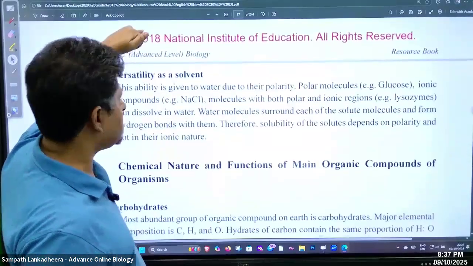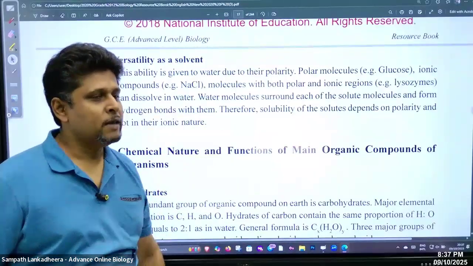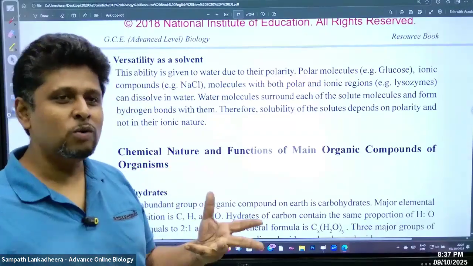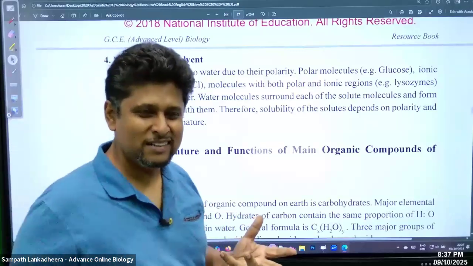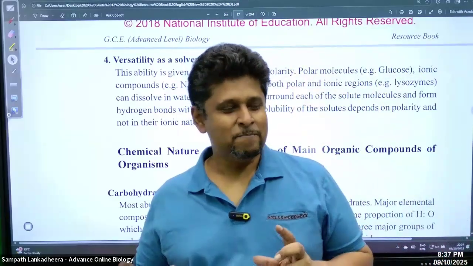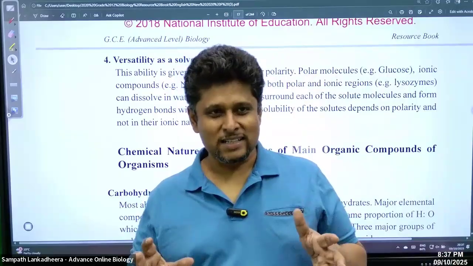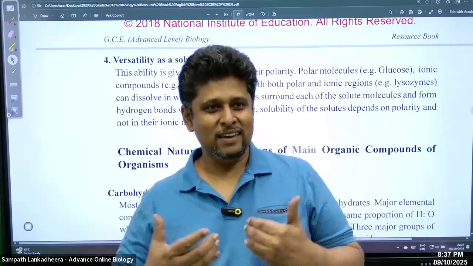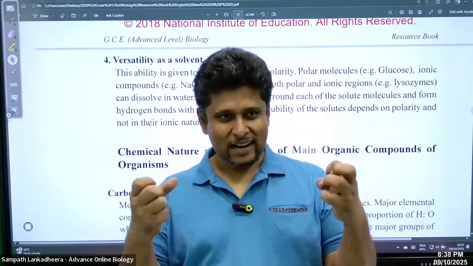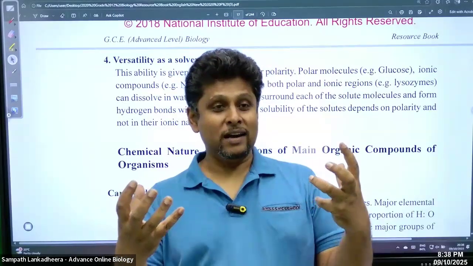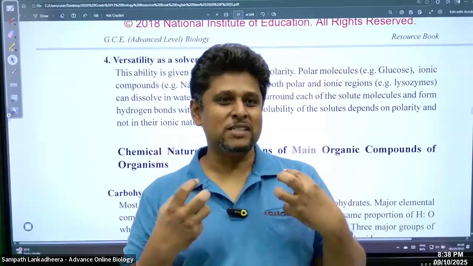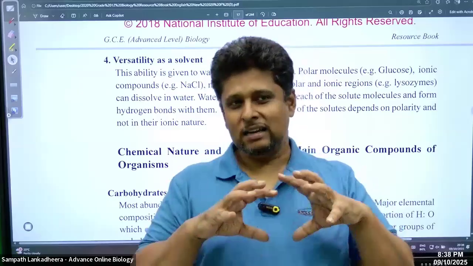So we are moving to the next one, versatility as a solvent. This ability is given to water due to its polarity, polar molecules, glucose. What are polar molecules? Usually, the oxygen or nitrogen containing compounds have high electronegativity in the oxygen and nitrogen atoms. Because of the high electronegativity, they attract the bond electrons towards them. As a result, there is a charge separation.